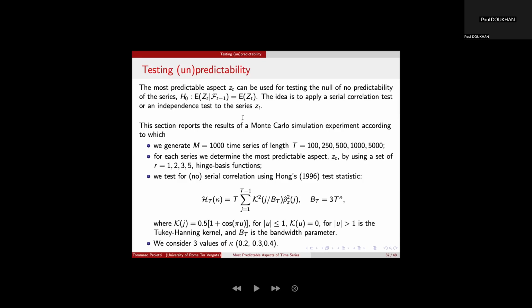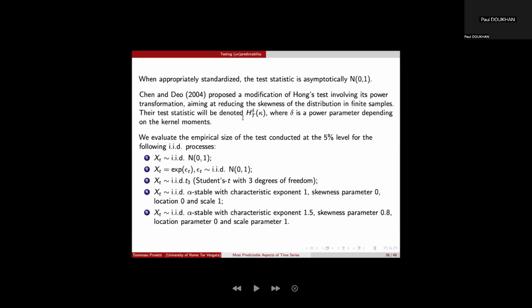Now I will stop here. I conduct this test, and it turns out that this test is quite effective. It is slightly oversized because, in a sense, you are sometimes overfitting features. So you need to be careful when you choose R too large, because R too large means that you are over-rejecting the null of, say, serial independence. But it seems to work well.